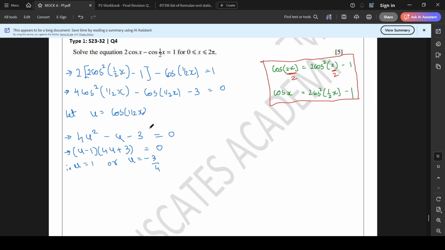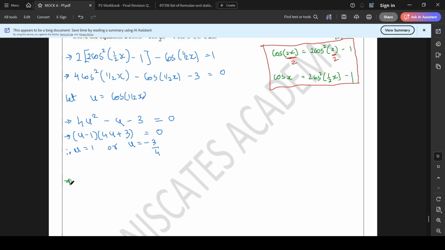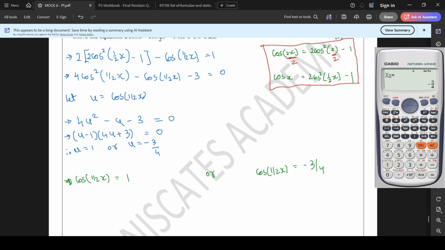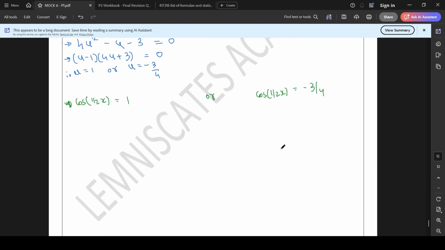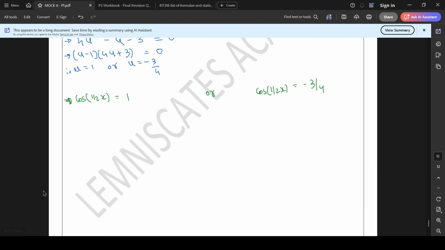Now I know that u is equal to cos half x. So this implies cos of half x is equal to 1, or cos of half x is equal to minus 3 by 4. I'll cross check by opening my calculator that the values of minus 3 by 4 and 1 are correct. Yeah, they are correct. So now I'm going to use the ASTC diagram to solve this.